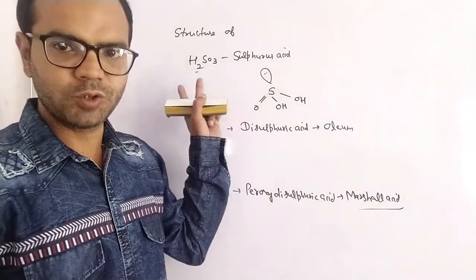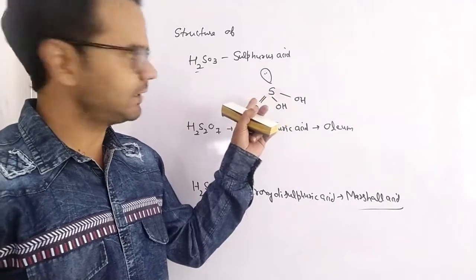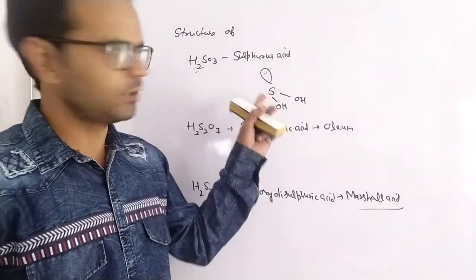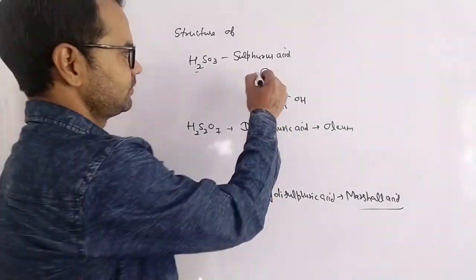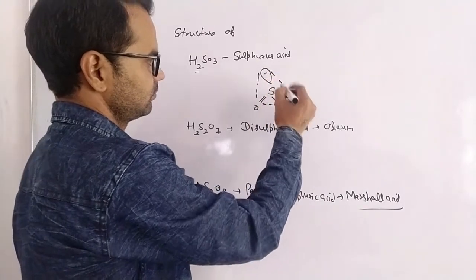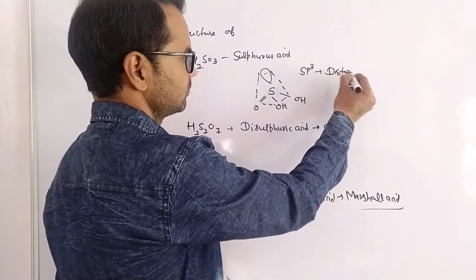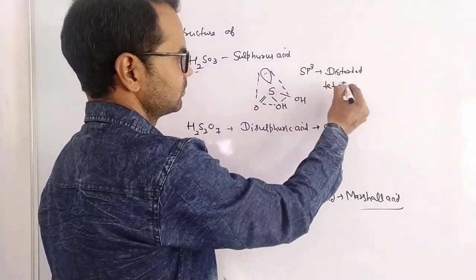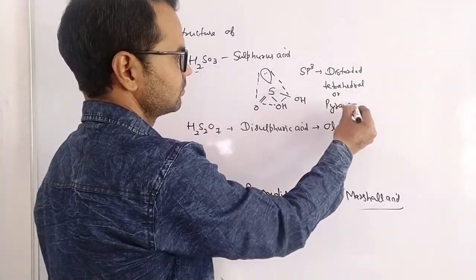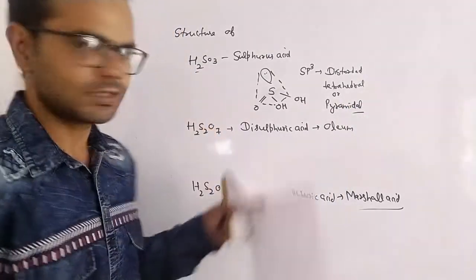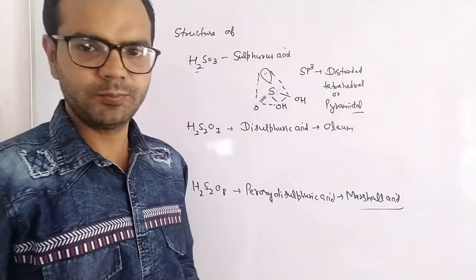In H2SO3 there are two replaceable hydrogens, that's why two OH bonds are there. One lone pair, expected geometry tetrahedral, but due to the presence of one lone pair it is pyramidal in shape or distorted tetrahedral. So its hybridization is sp3 and the geometry and structure is distorted tetrahedral or pyramidal.